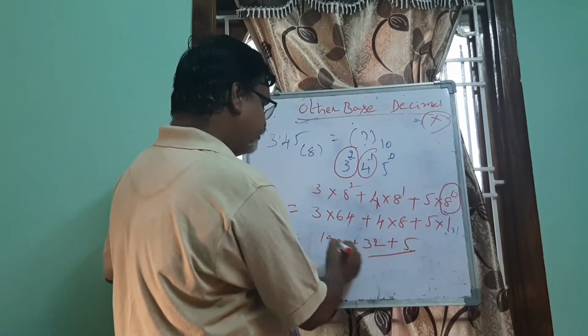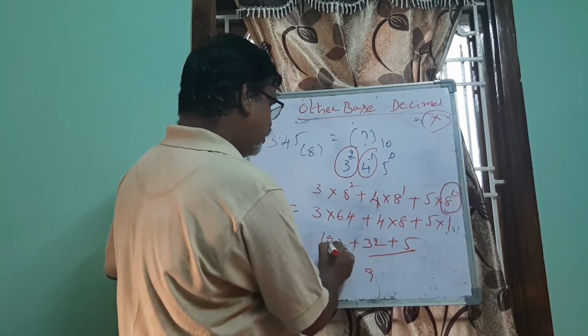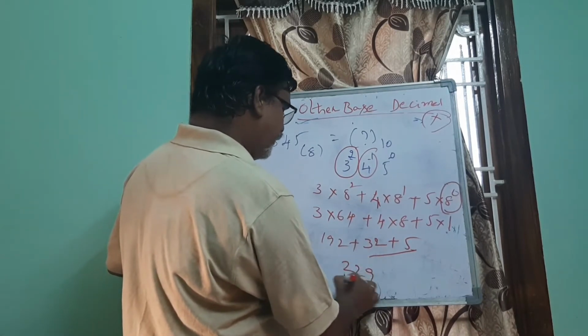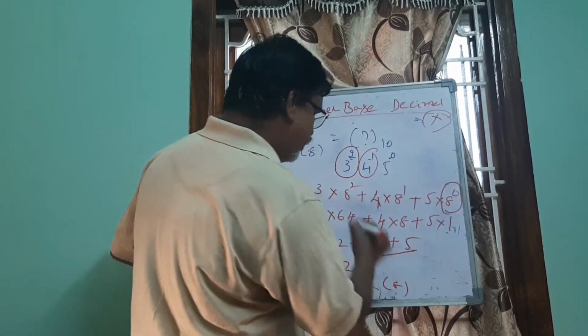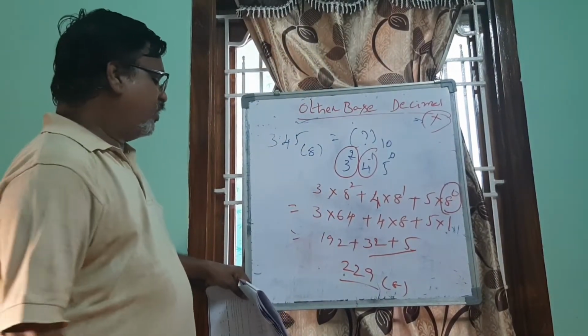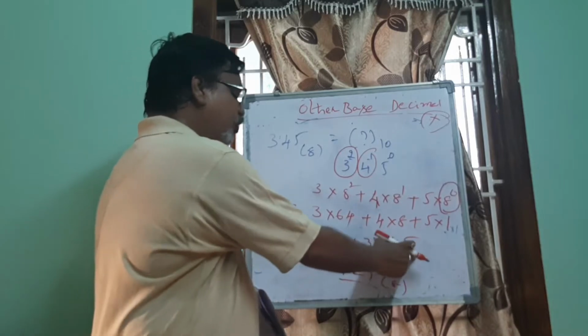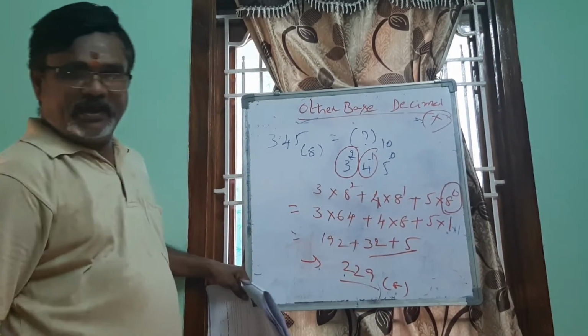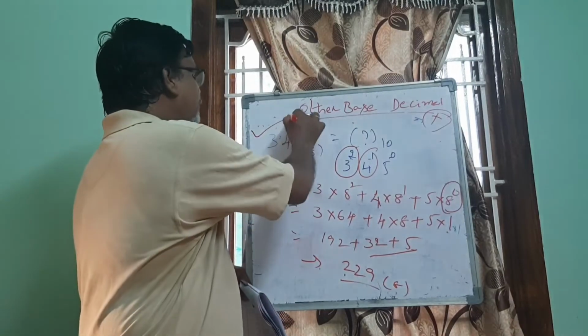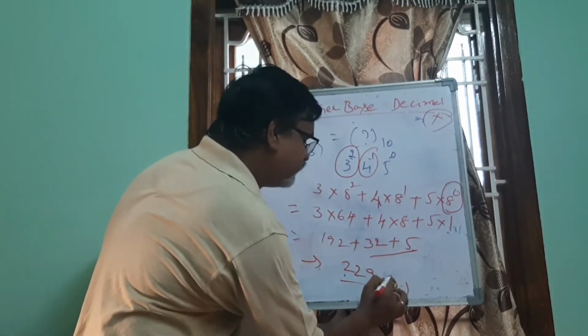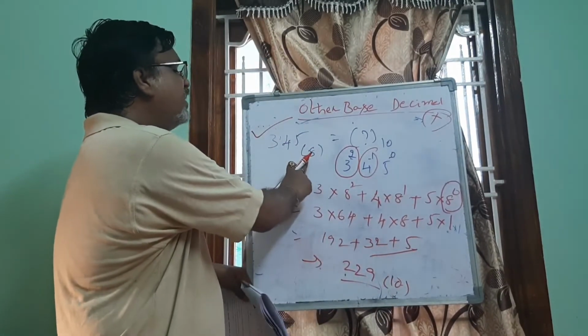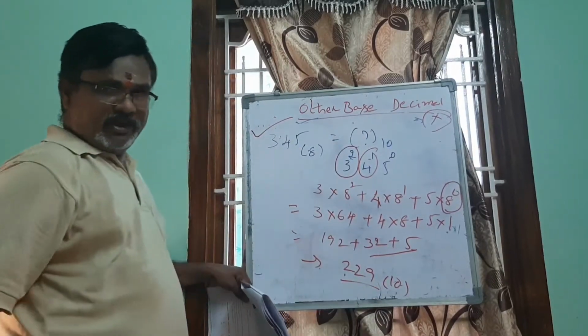So 37. 192 plus 30 is 222, 224, 229. Yes, exactly. So 229 base 10 it is. The 345 base 8 is equal to 229 base 10.